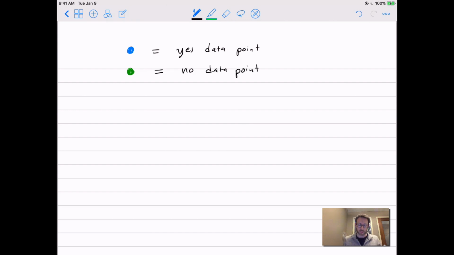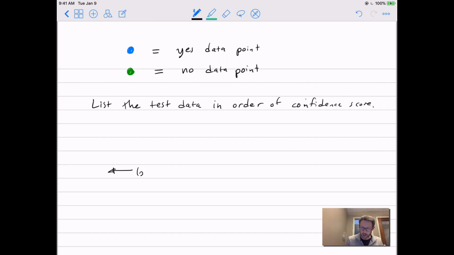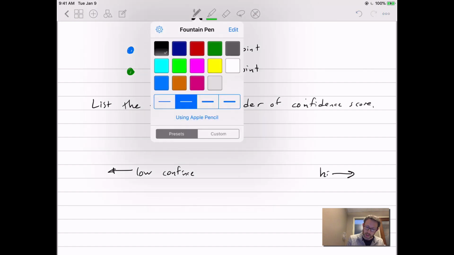And you'll see where I'm headed with this. What I'm going to do is list the test data in order of confidence score that's output by the model. Okay, so let's say it looks like this. So the low confidence scores are going to be on the left, and the high confidence scores are going to be on the right.